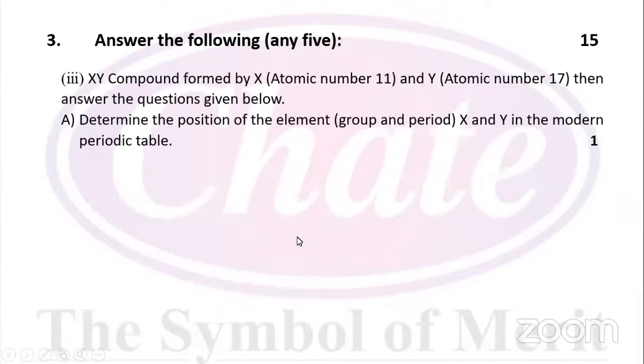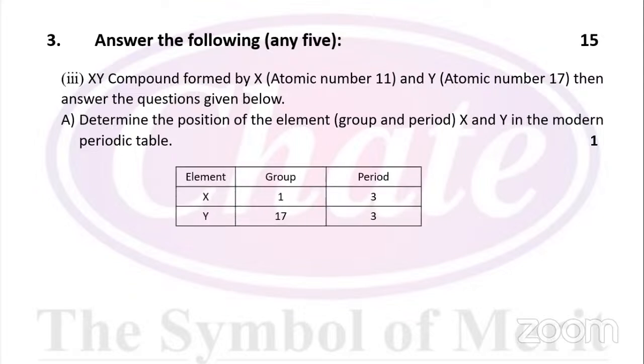Now moving on to the next question. In this question, they have given an XY compound formed by X with atomic number 11 and Y with atomic number 17. Then answer the questions below. Determine the position of the elements X and Y, group and period, in the modern periodic table. X has atomic number 11 and Y has 17. From that, we have to identify that atomic number 11 means its electronic configuration is 2, 8, 1, and for Y with atomic number 17, its electronic configuration will be 2, 8, 7.